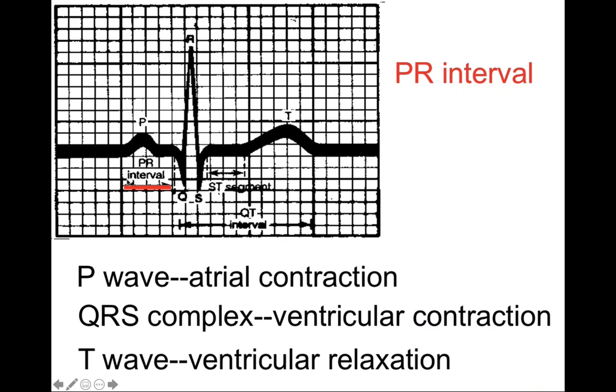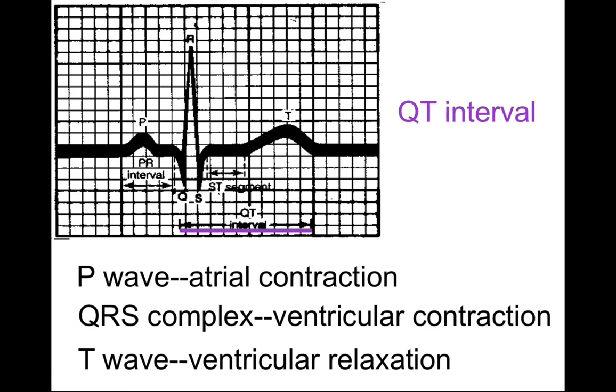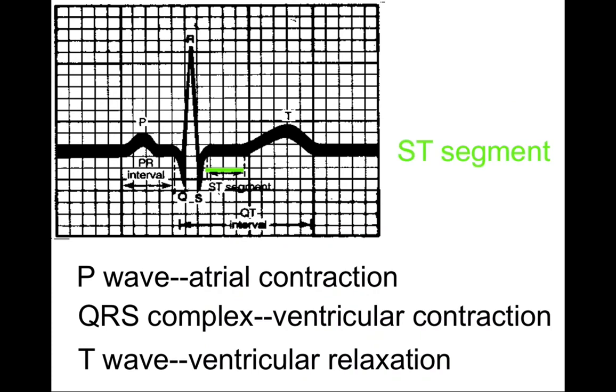The PR interval stretches from the beginning of the P wave to the beginning of the QRS complex. So essentially from the beginning of atrial contraction to the beginning of ventricular contraction. This PR interval includes all of atrial contraction. We also have the QT interval, which stretches from the beginning of the QRS complex to the end of the T wave. So this interval is showing us the duration of the entire ventricular depolarization-repolarization cycle. And then we're also going to have the ST segment, which stretches from the end of the QRS complex to the beginning of the T wave. This is going to indicate the amount of time it takes for the ventricles to go from depolarizing to beginning to repolarize.